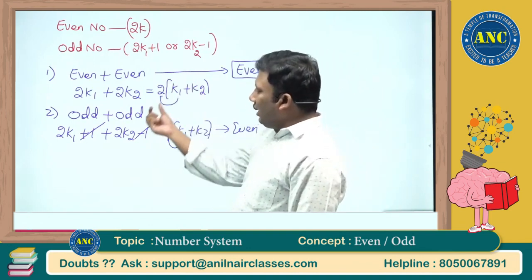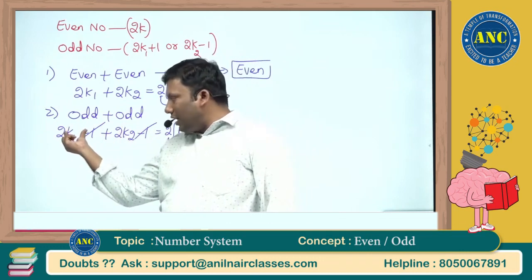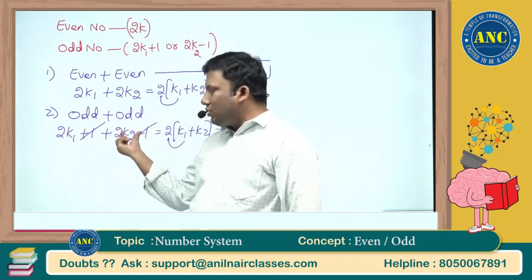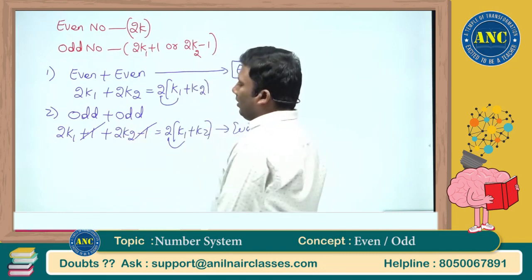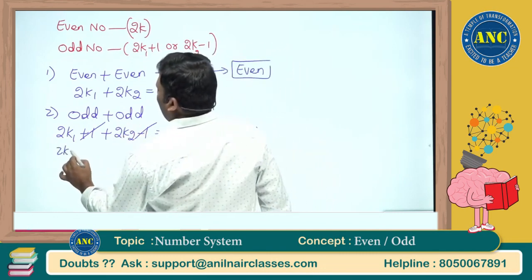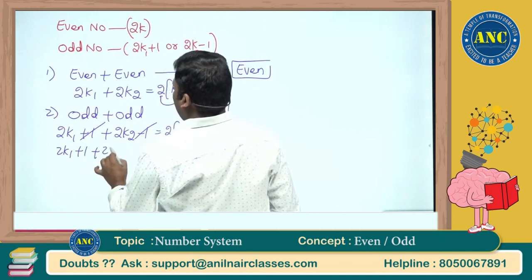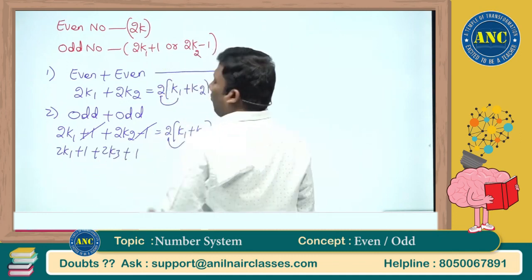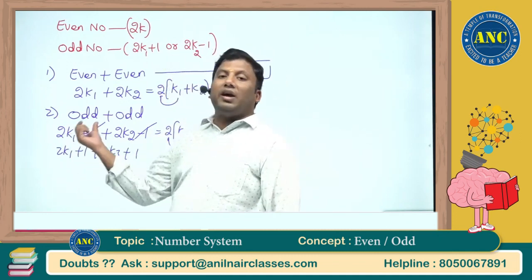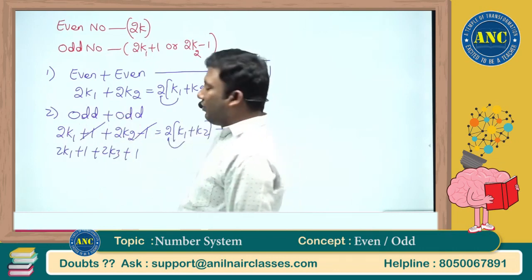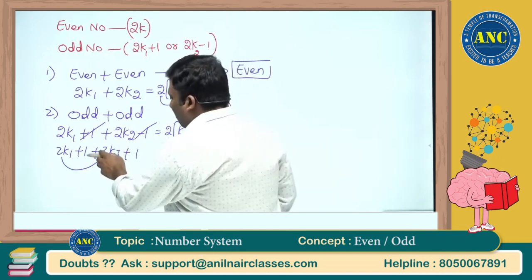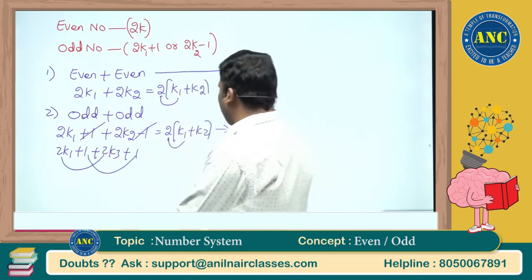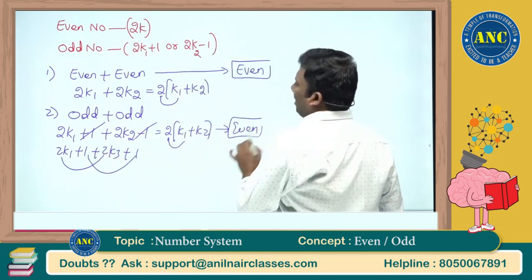Sir, can I take, see, if you are taking 2k1 plus 1, this can be 2k2 minus 1. Sir, I will take 2k2 plus 1. That also can be done. 2k1 plus 1, and this can be 2k3 plus 1. Why can't I take both? When divided by 2, I will get a remainder 1. That also can be taken. These both are divisible by 2. 1 plus 1, 2, is also divisible by 2. Therefore, it is an even number.